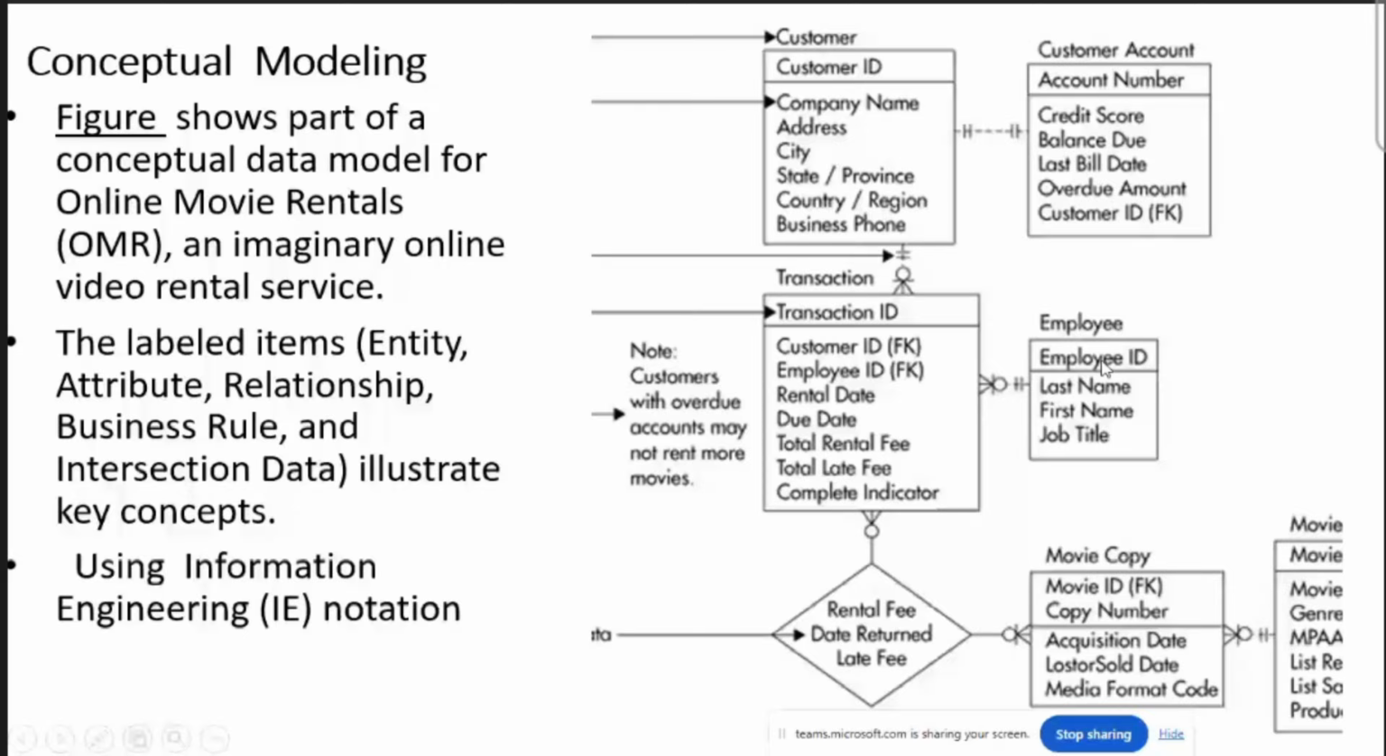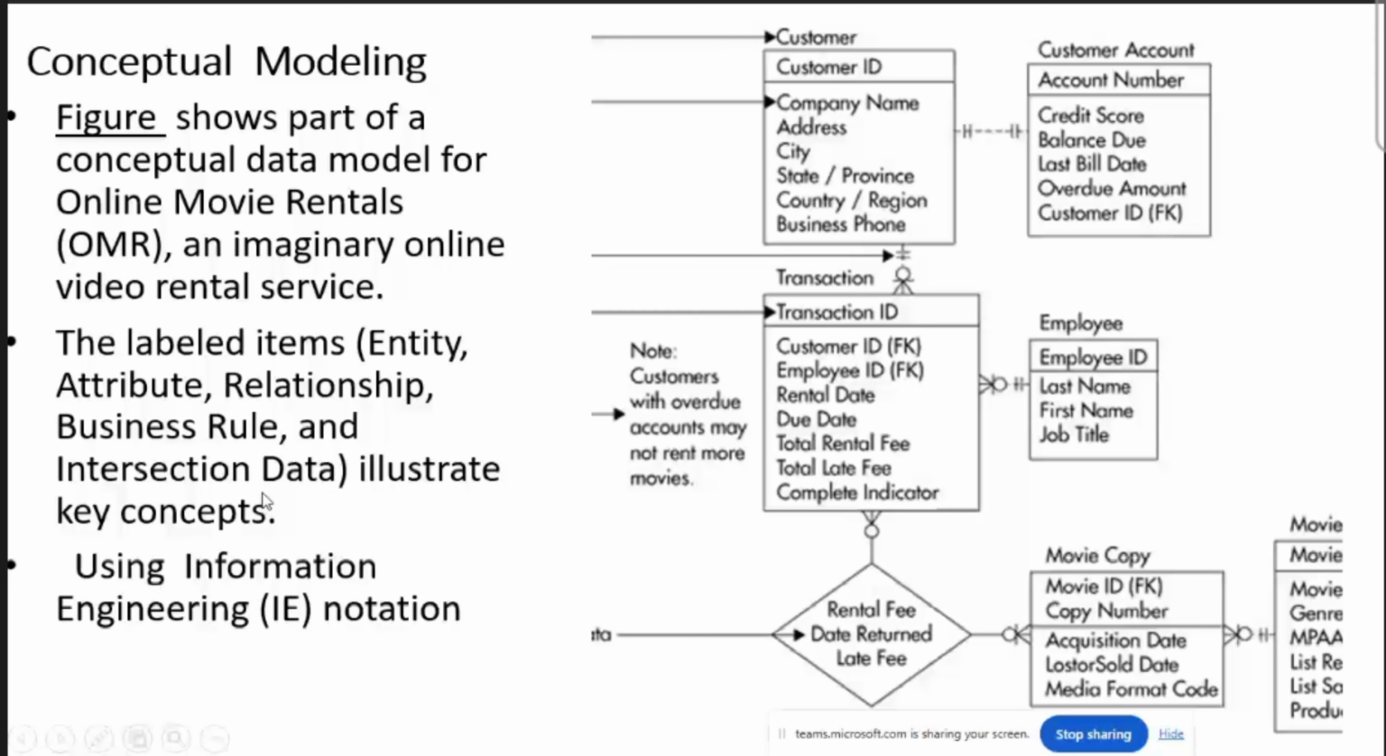This notational representation of this information is in Crow's Foot notation. When we represent this in Chen notation, the idea, the concept, and the accuracy will be the same, except that the pictorial representation will differ. The structures and the relationship links will differ a bit, depending on what we use. So the label items, entity, attribute, relationship, business rule, and intersection data illustrate key concepts.